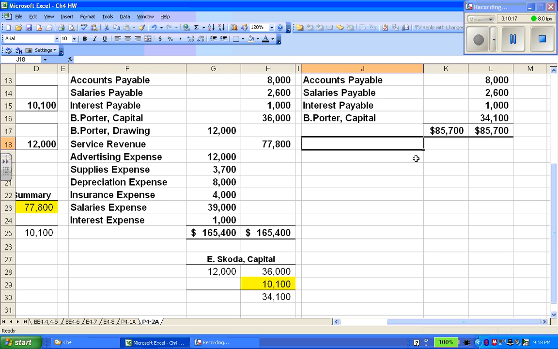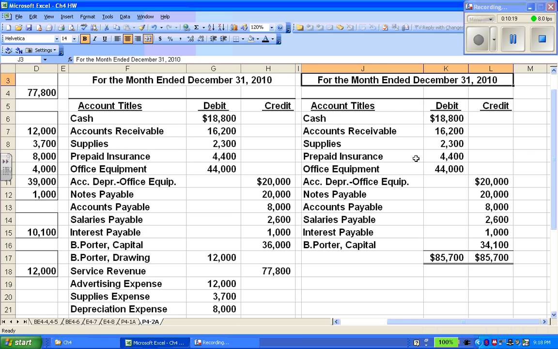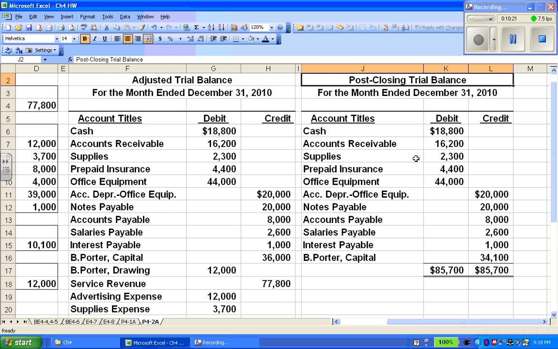So if you look here, my post-closing trial balance is in balance. It has debits of 85,700 and credits of 85,700, and that's it. We're good. So that was problem P 4-2A.